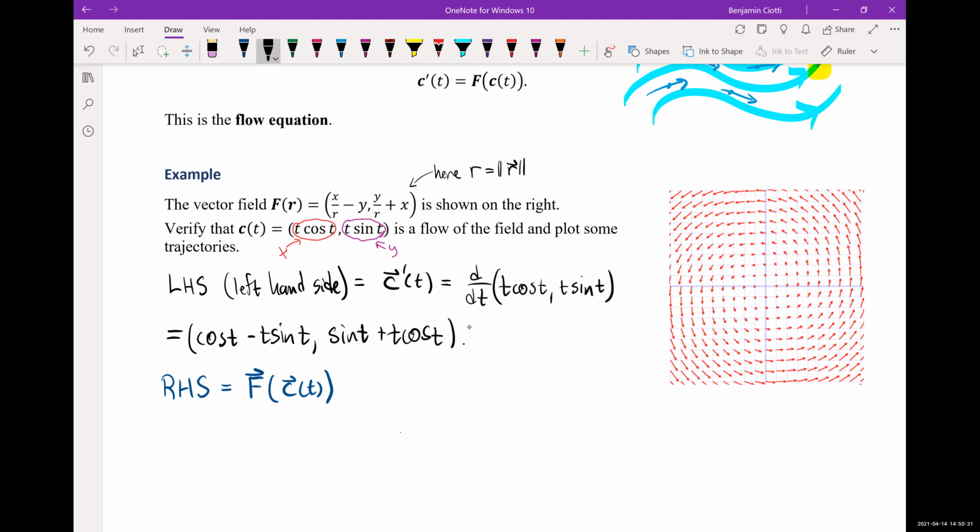So if we input the vector c, let's see what the scalar r would be. Let me do the calculation right here. Scalar r would be the square root of x squared plus y squared, the square root of (t cos t) squared plus (t sin t) squared, which ends up just being t. So r is t on this trajectory.